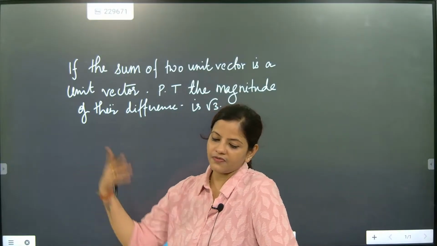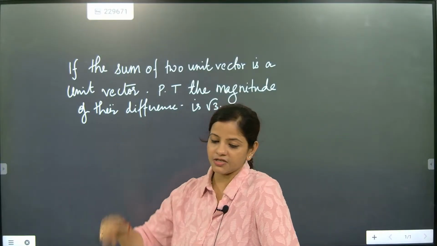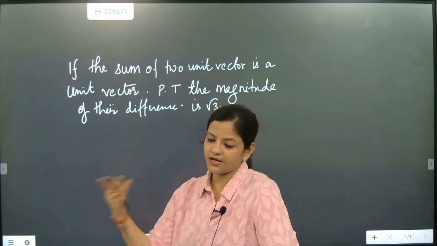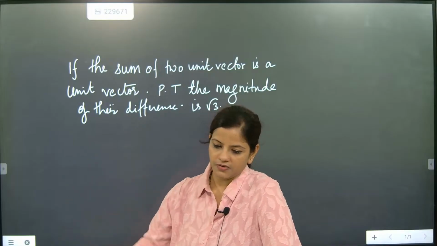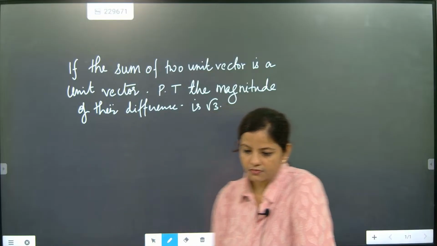Just A vector plus B vector plus C vector, I did just addition and applied the triangle law two times, and I made it equal to 0. We can't waste time in that.